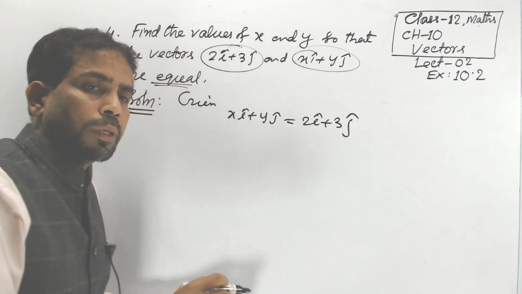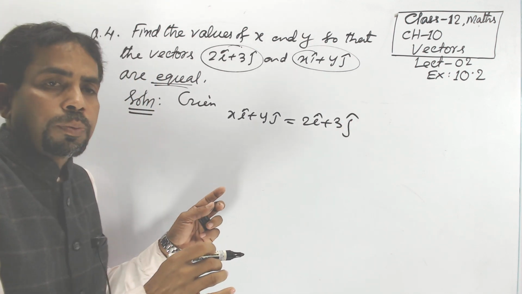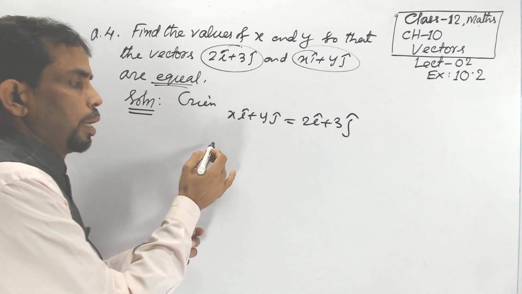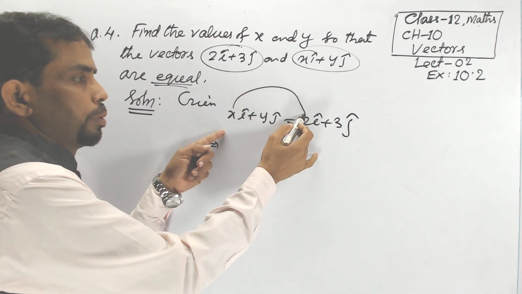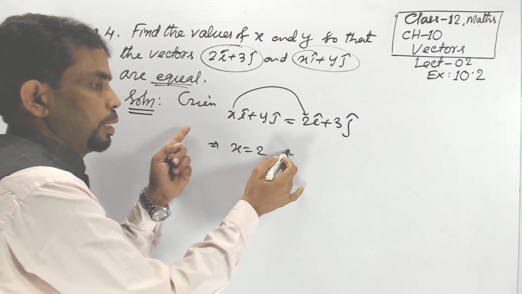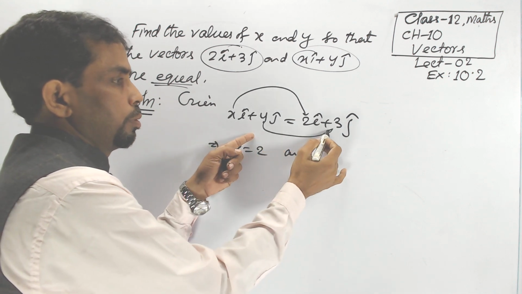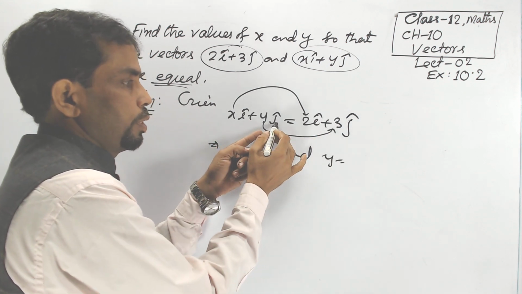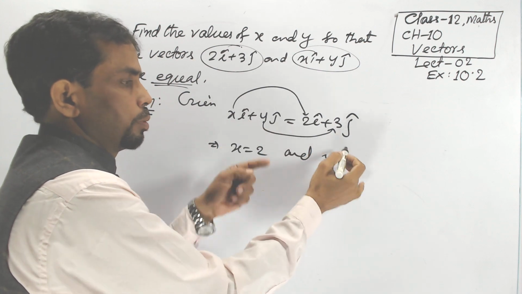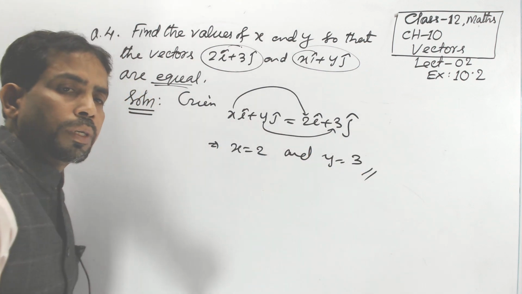And then whenever two vectors are equal, remember their corresponding coefficients of i, j, k must be equal. That means x must be equal to 2, and coefficient of j must be equal to coefficient of j. That means y is equal to 3. So this is a very simple question only.